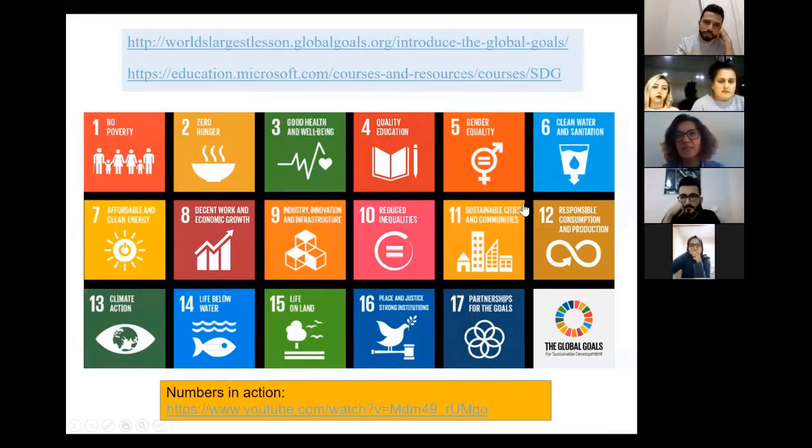They have 17 goals: no poverty, zero hunger, good health and well-being, quality education, gender equality, clean water and sanitation, affordable and clean energy, decent work and economic growth, industry, innovation and infrastructure, reduced inequalities, sustainable cities and communities, responsible consumption and production, climate action, life below water, life on land, peace, justice and strong institutions, and partnership for the goals. So these are the 17 goals.